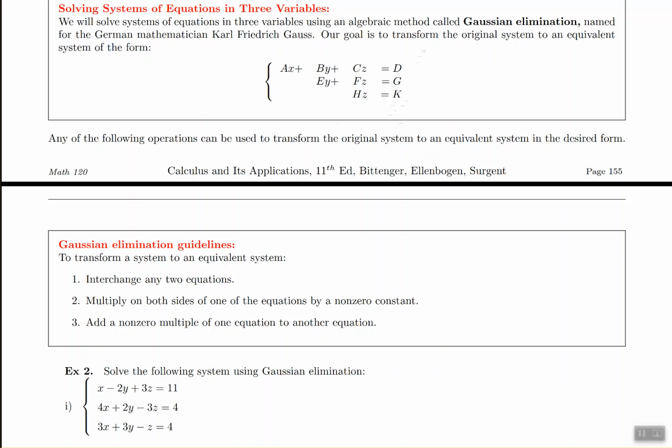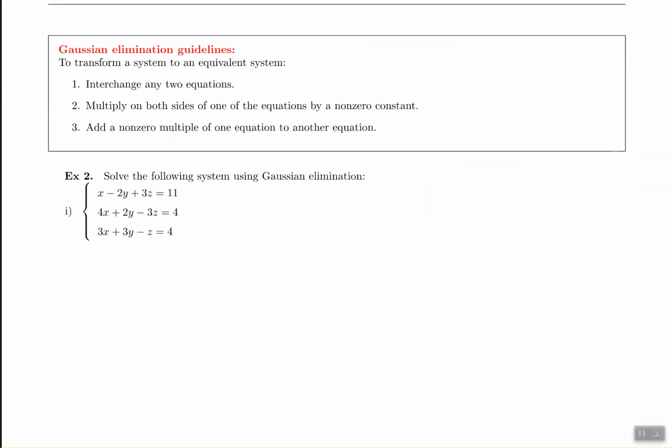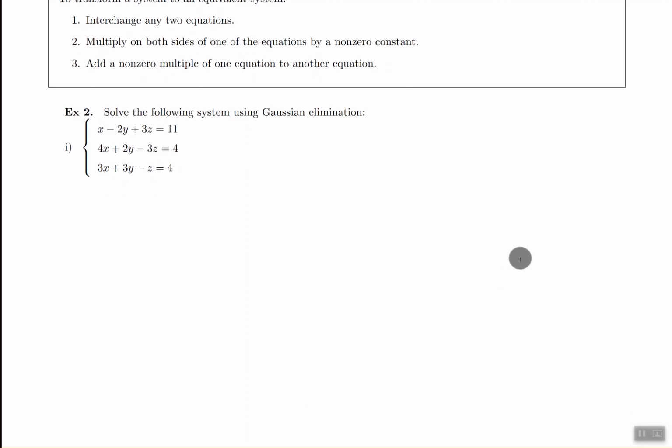Now, how do we accomplish this goal? The guideline basically says the following. You can interchange any two equations you want to accomplish your goal. You can multiply on both sides of one equation by a non-zero constant. So you can multiply one equation by any number you want. And then finally, you can add a non-zero multiple of one equation with another equation. So what does that mean? That means you can multiply one equation by a number and add it to a second equation to create your third new equation, basically. So let's go ahead and look at this process with example number 2.